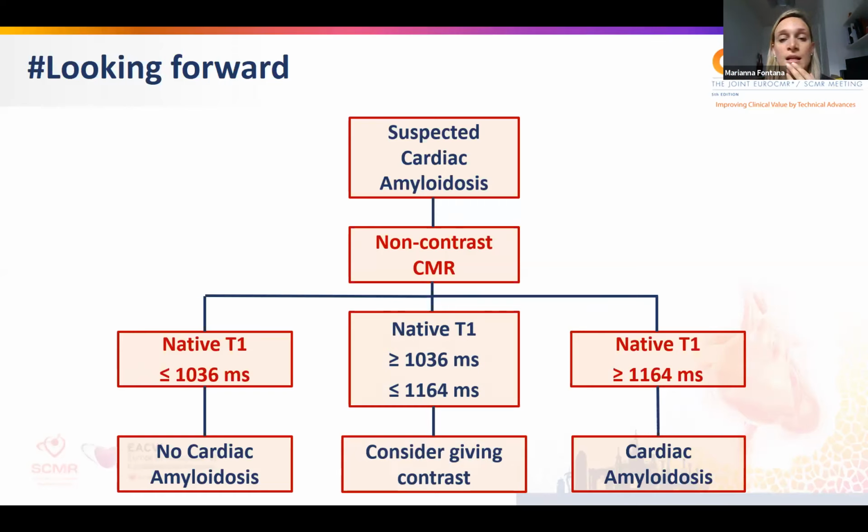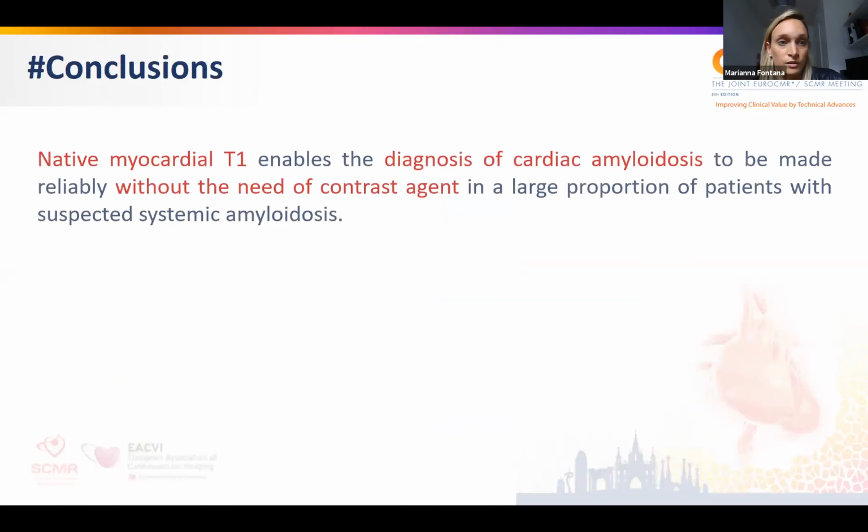So how do we use this value in clinical practice? Do we really stop with non-contrast scans in all patients? No, we don't. What we do is take these values into the clinical context, and if we think that, added to the pretest probability, there's a very high chance or low chance of having amyloidosis, we can consider stopping the scan there. So we think that native T1 could help to make the diagnosis of amyloidosis non-invasively.